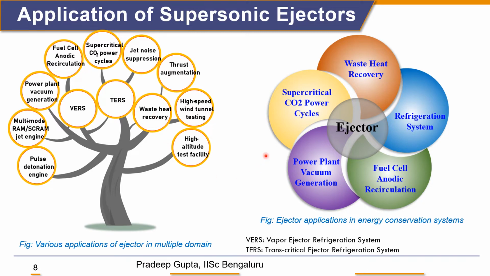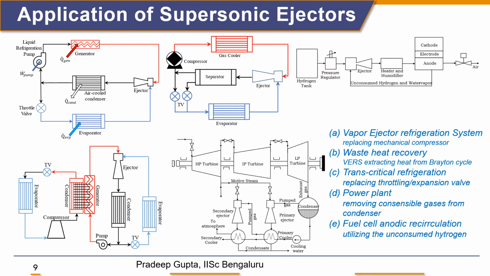In this work, we are more focused toward the energy application of ejector. The application of ejector in the domain of energy is mentioned in this diagram. We can see the ejector has been utilized as waste heat recovery, refrigeration system, fuel cell anode recirculation, power plant vacuum generation, and supercritical CO2 power system in the domain of energy. Now moving towards examples of these different systems where ejector has been employed.